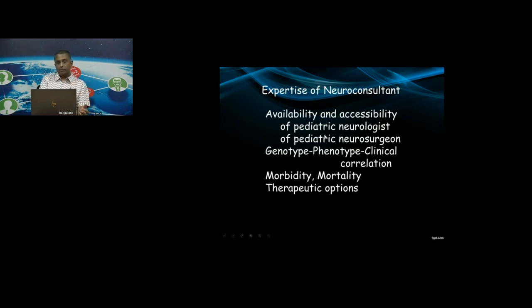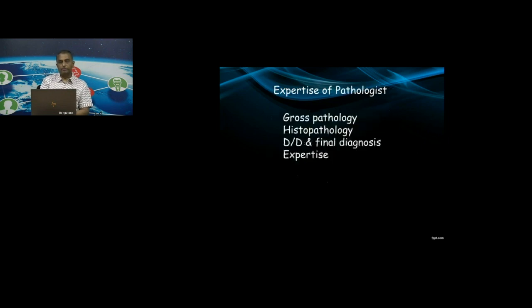So that could be done by a pediatric neurologist or by a pediatric neurosurgeon, depending upon the exact nature of the problem. Again, genotype, phenotype, clinical correlation comes in over here, and they are the best people to advise on the morbidity. That's the symptomatology, that's the signs which come up postnatally, and also the mortality. And lastly, what are the therapeutic options that are open to mitigate this disorder?